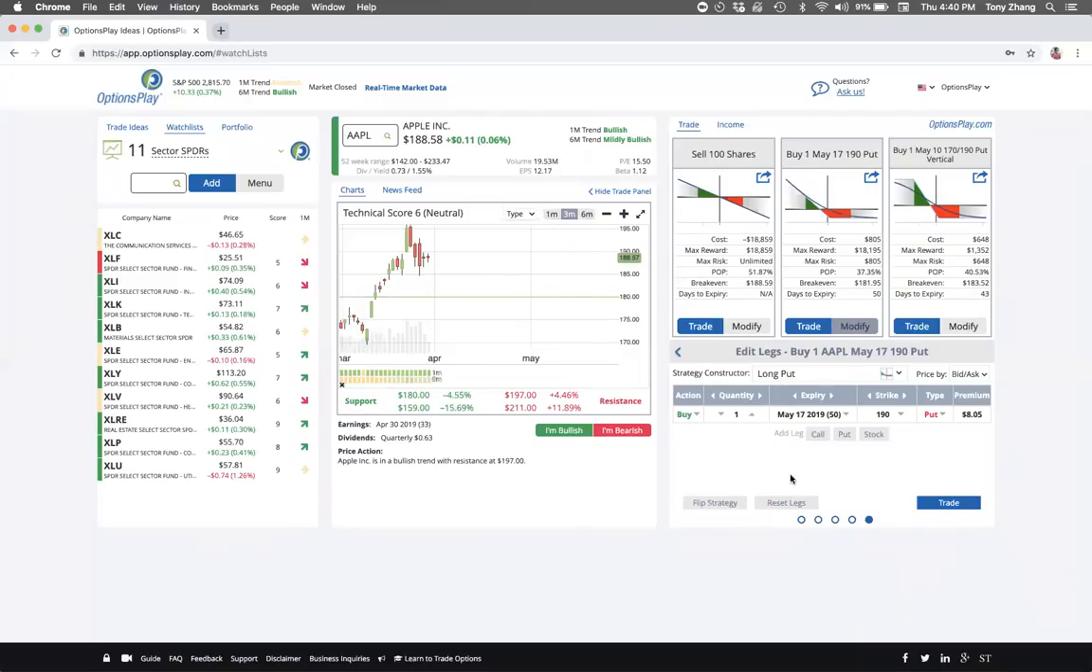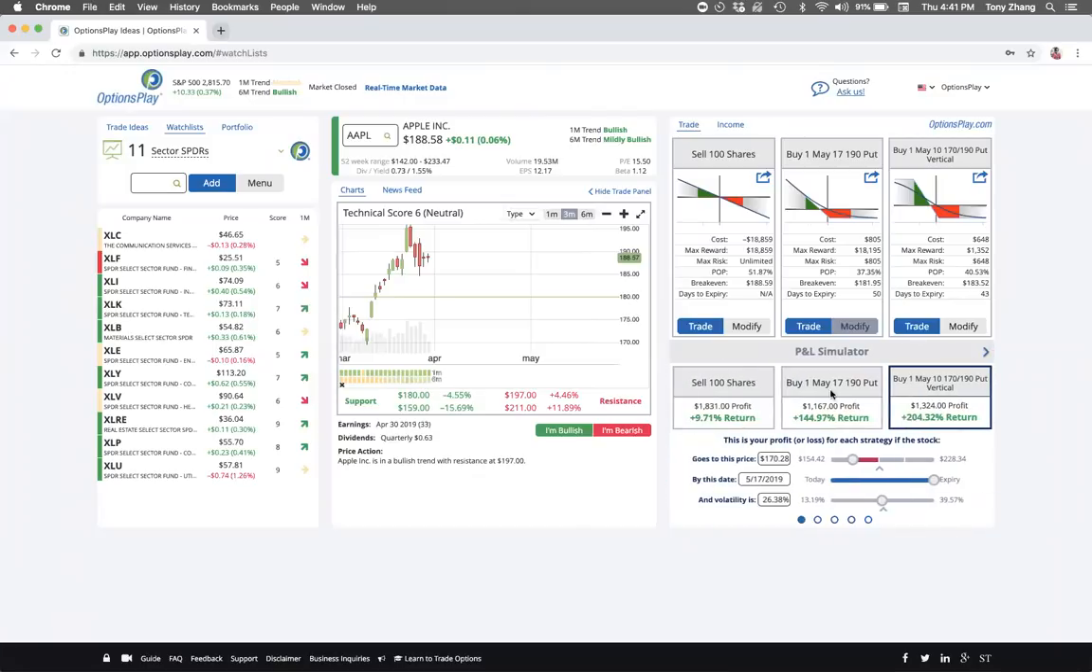So this is where our P&L simulator really comes into play, because again, if I think it's going to go to 181.95 by May expiration, this is where this strategy will basically break even. But if I think it's going to move down a little bit further than that, then I will make a profit. If it doesn't move as far, then I'm going to lose the amount of money that I've paid for that put option.